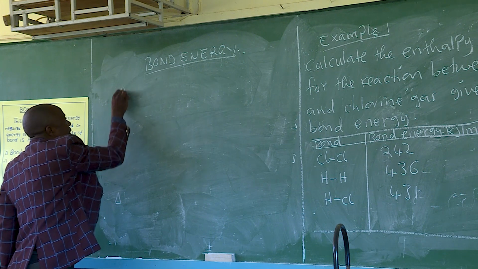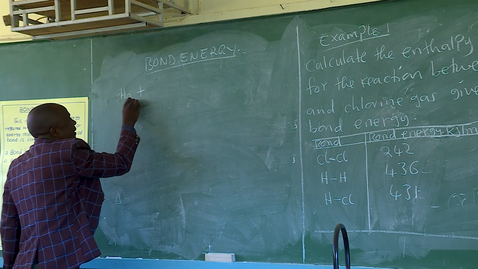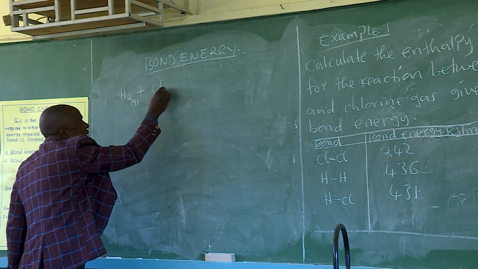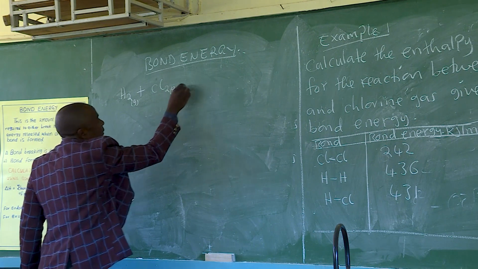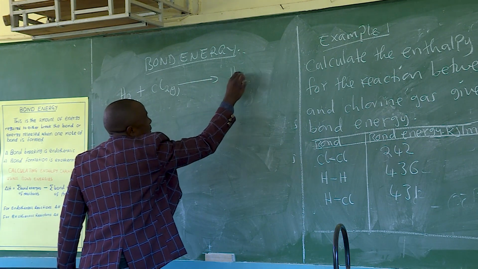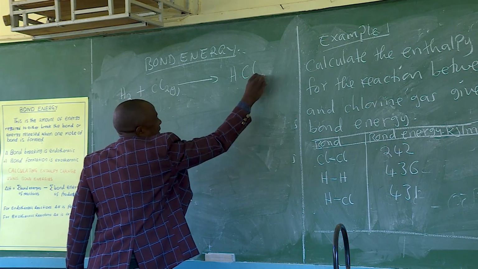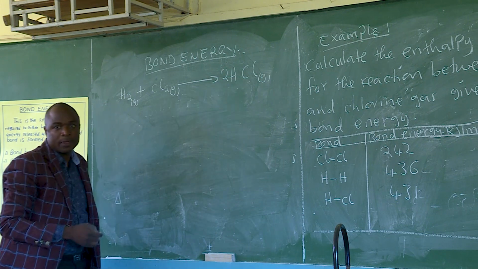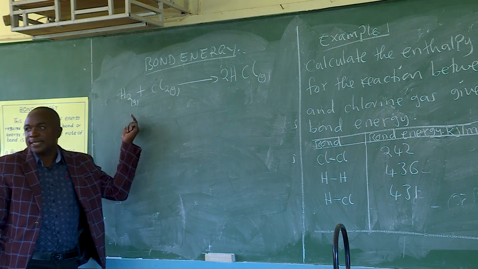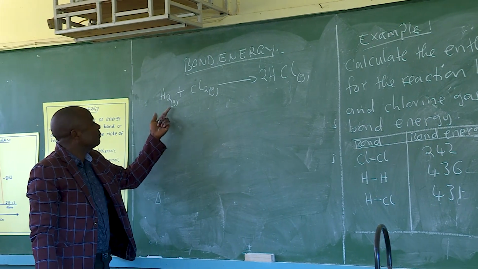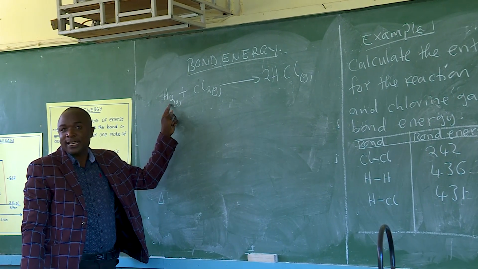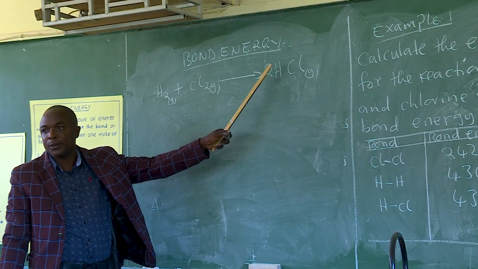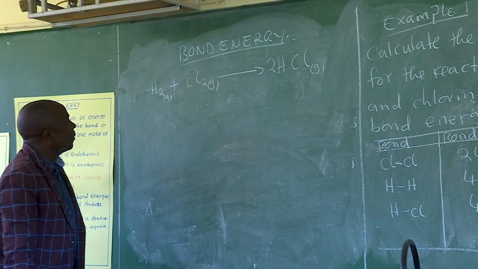So we have hydrogen gas reacting with chlorine gas. This gives us hydrogen chloride gas. We balance it, put a 2 there. So this is the balanced equation for the reaction between chlorine and hydrogen gas, giving us hydrogen chloride gas. Are we okay? Yes.